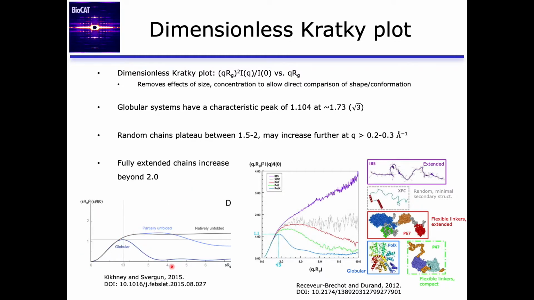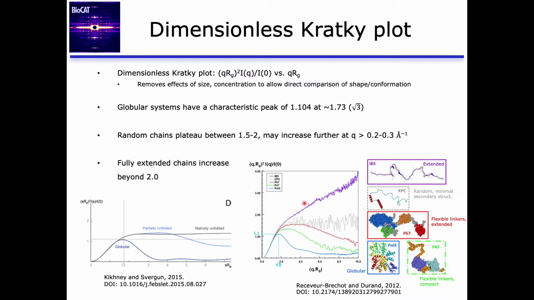You can see some examples here on the left. You have a globular system that comes up and comes back down, very characteristically. You have the natively unfolded system that comes up and has a plateau. And then you have this 50% disordered system, which is very characteristic of systems with some flexibility, like several domains connected by a flexible linker, where it comes up, it has some kind of plateau, and then it starts coming back down.